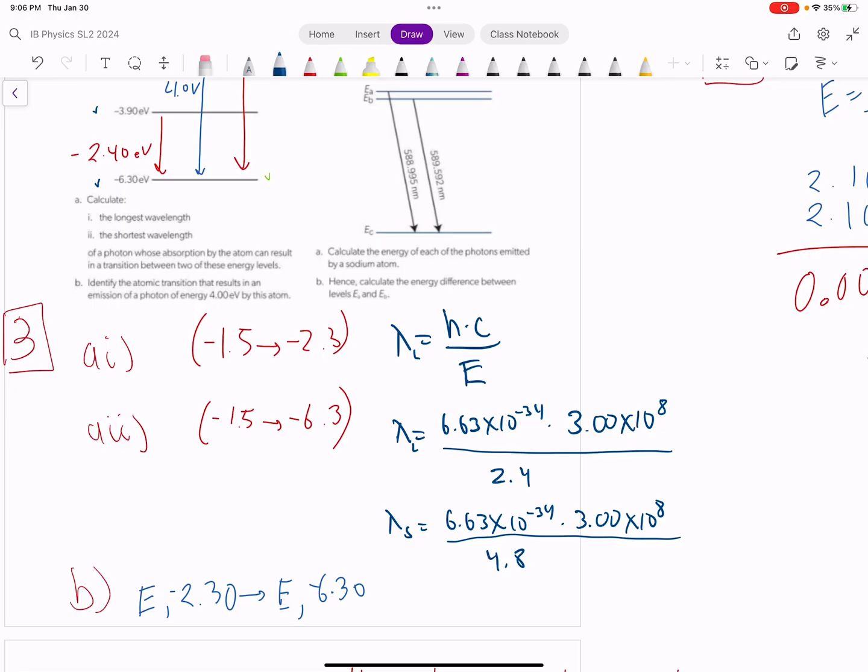All right, if we evaluate that, we will get wavelengths of, let me just double check here, 1,550 nanometers.